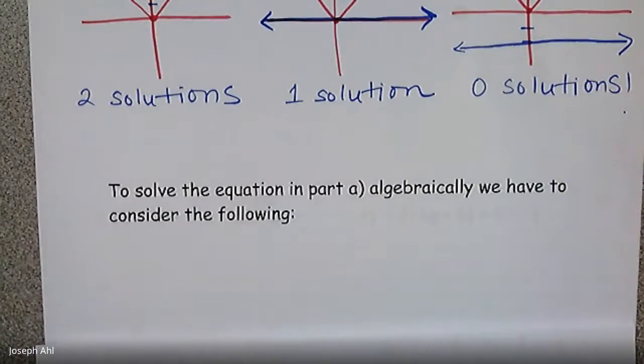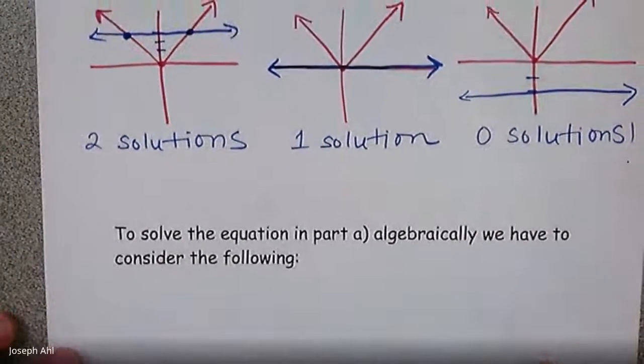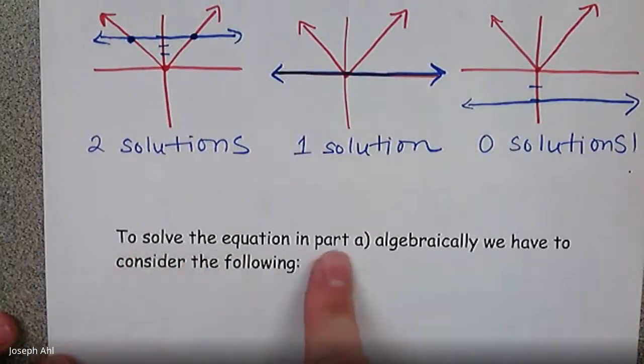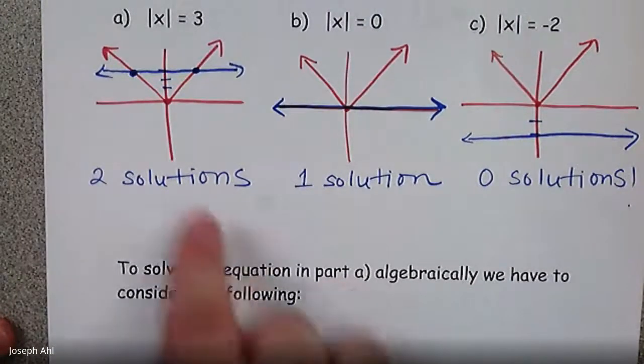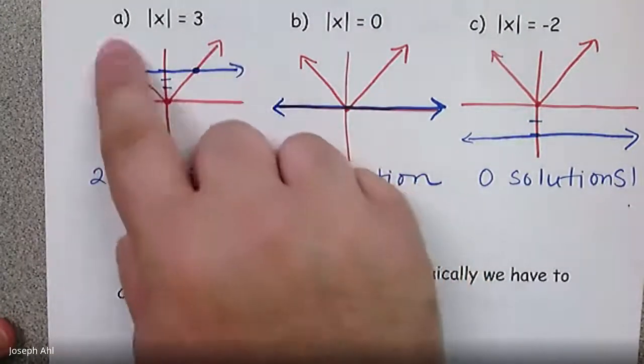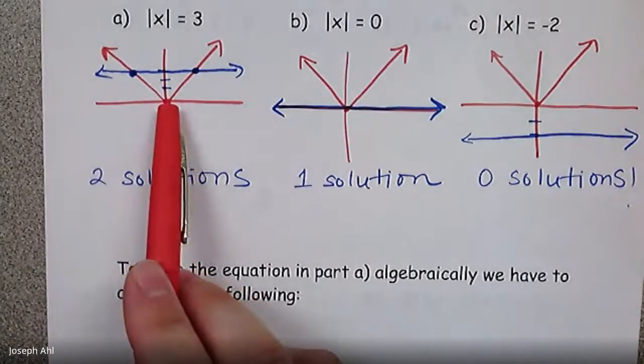So I'll give you a second to maybe copy that part down. But while you're copying this piece to solve that equation algebraically, what do we have to consider? What we really have to consider is that an absolute value function is essentially a combination of 2 different linear functions. And those 2 linear functions meet at this vertex point.